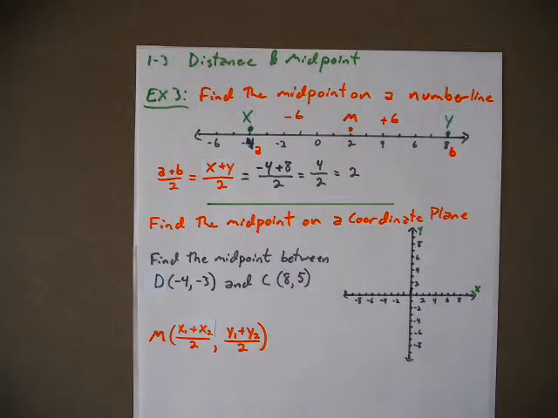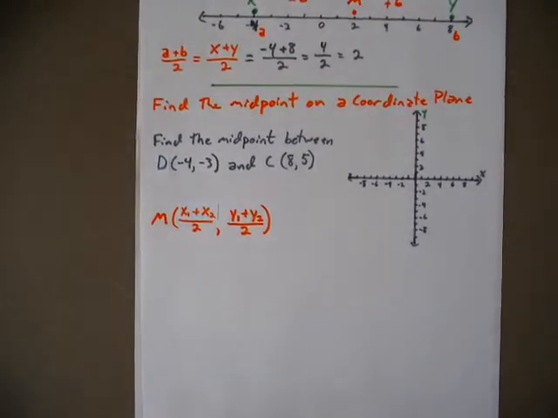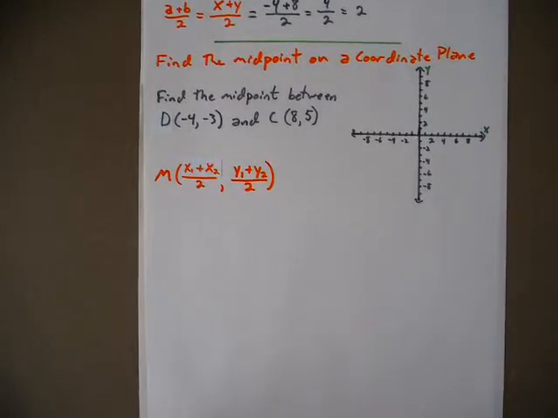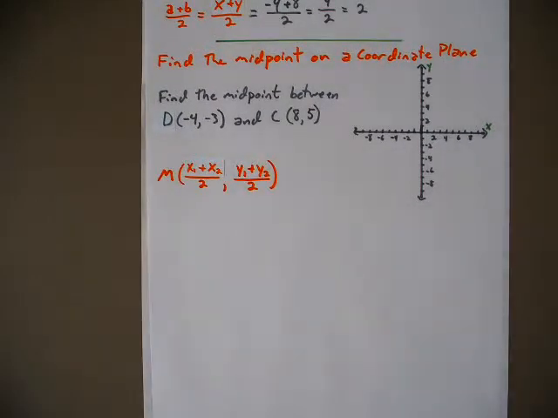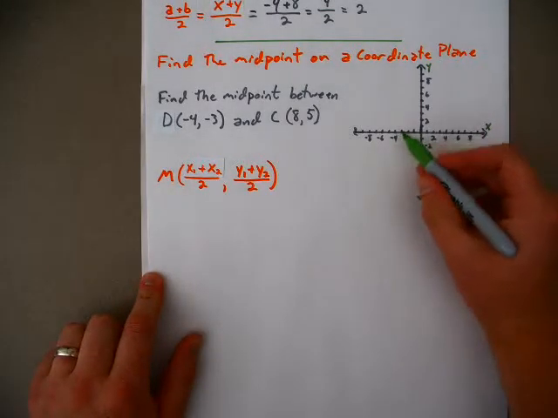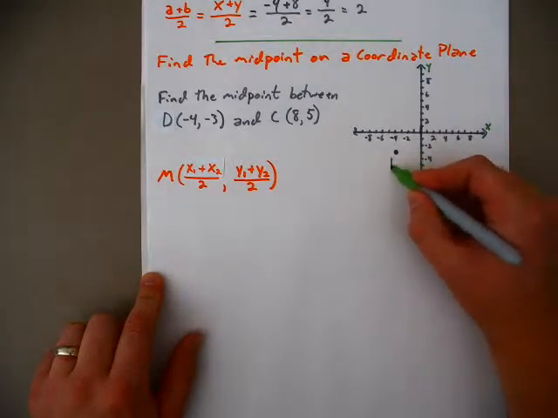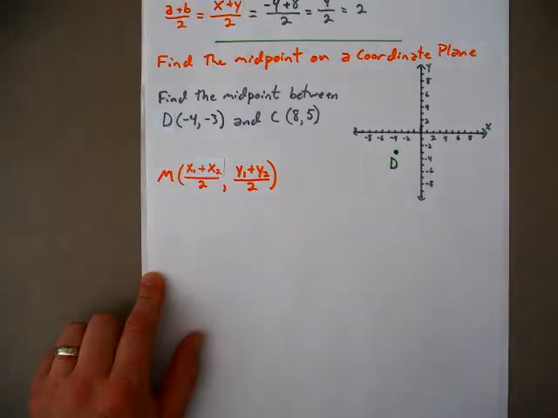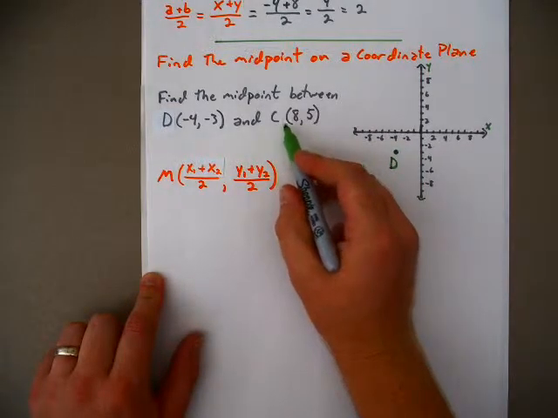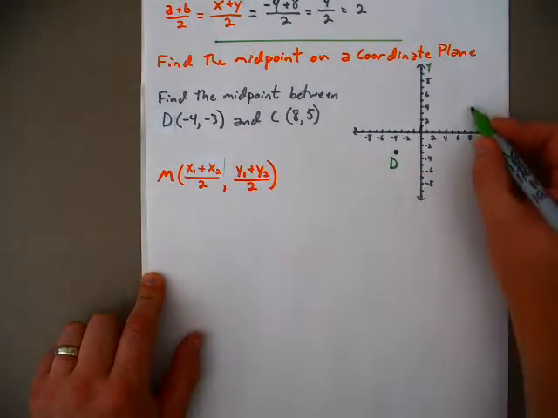Let's take a look at what is sort of troubling for most students, but is actually not too bad at all if you take it step by step. Let's find the midpoint on a coordinate plane. We have 2 points. Point D is at -4, -3, so the x value is -4, and then down 3, right about there. That's my D value. And point C is at 8, 5, so I'm going to go over 8, and then up 5.